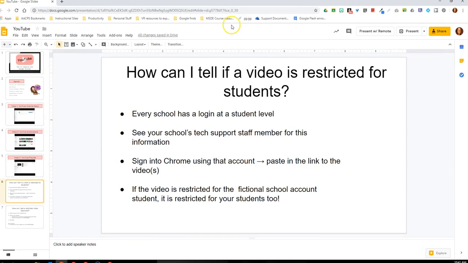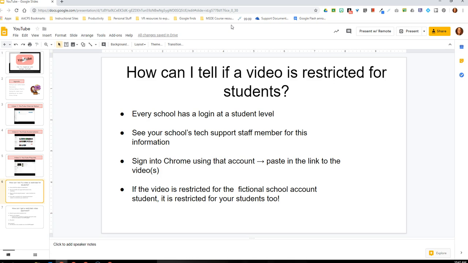So first, how can I tell if a video that I want my students to watch is restricted? First off, every single school has a login for Google that is at the level of your students, so elementary, middle, or high school. The person that you need to speak to find out that information is your school's tech support staff member. And then if you sign into Chrome using that account, if you guys remember, we've gone over how to sign into Chrome using multiple accounts.